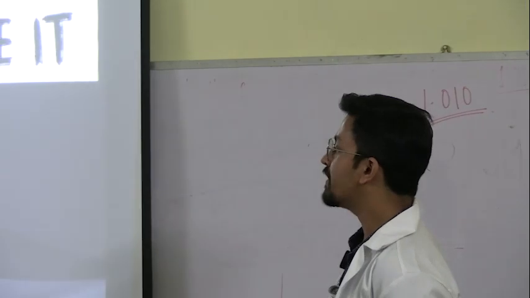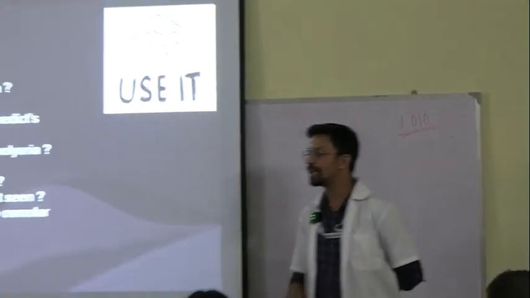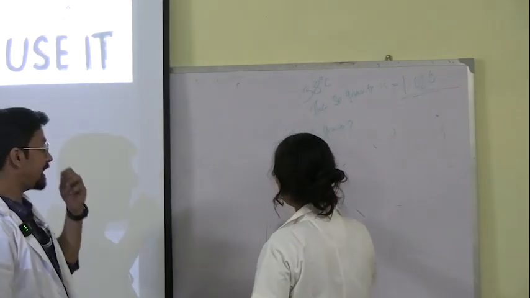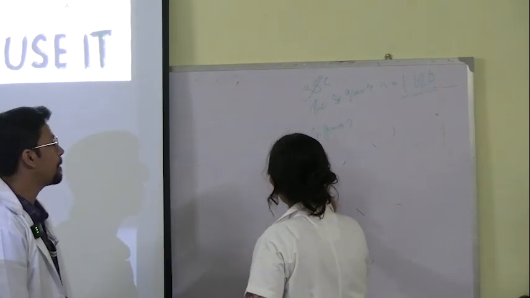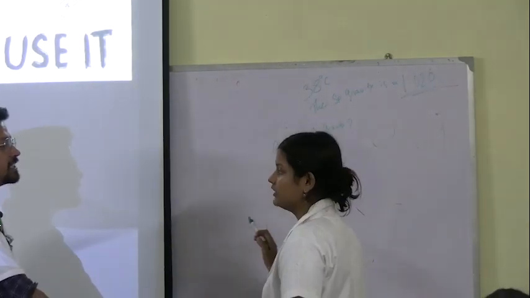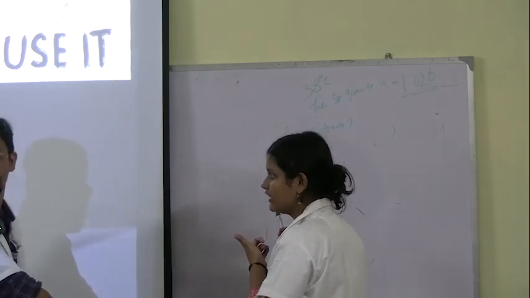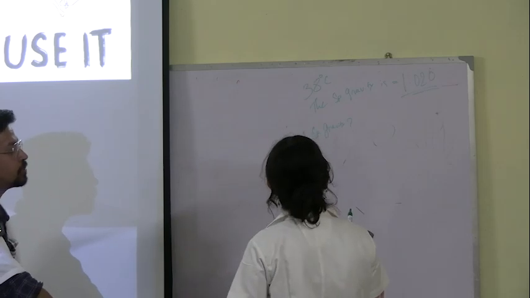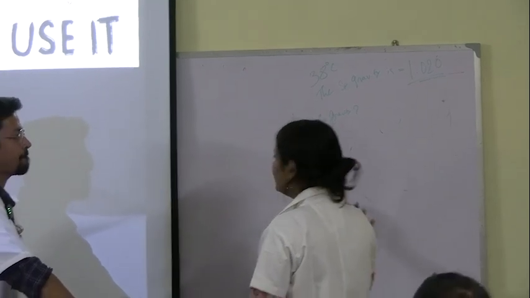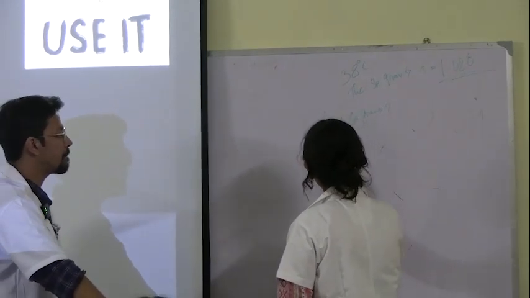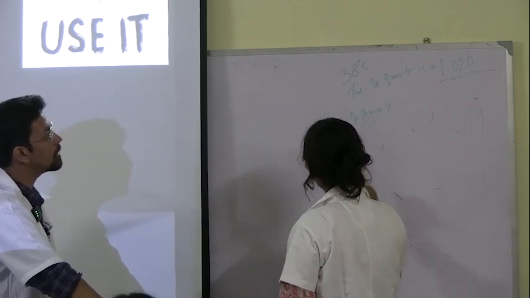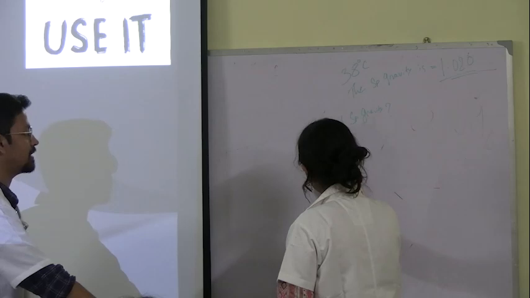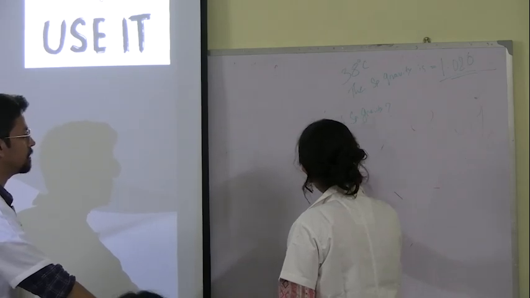And what will happen to specific gravity in hypo and hyperosmolar conditions? Anybody has any doubts about specific gravity from the last class? For each 3 degree, how much change will be there? What should the base room temperature be? 20 degree. Write it down. And what is the room temperature given? 38. Not 20 minus 38, 38 minus 20. That is the temperature difference.